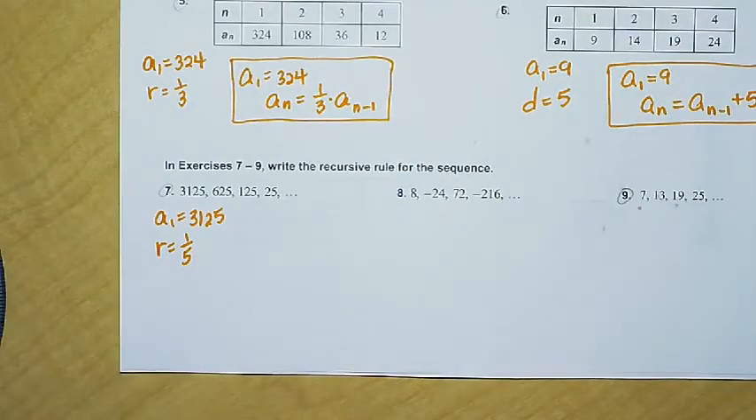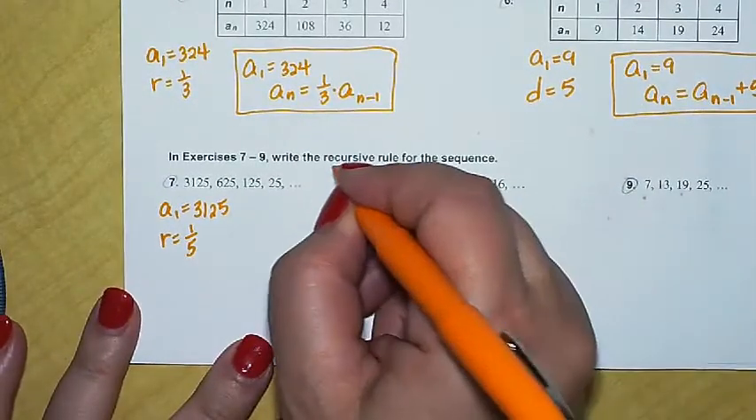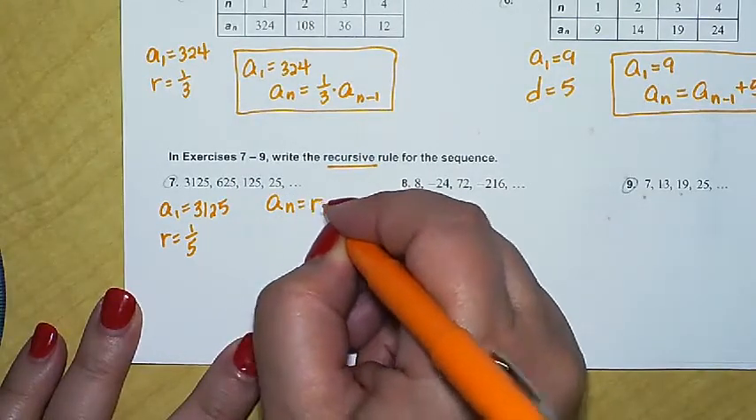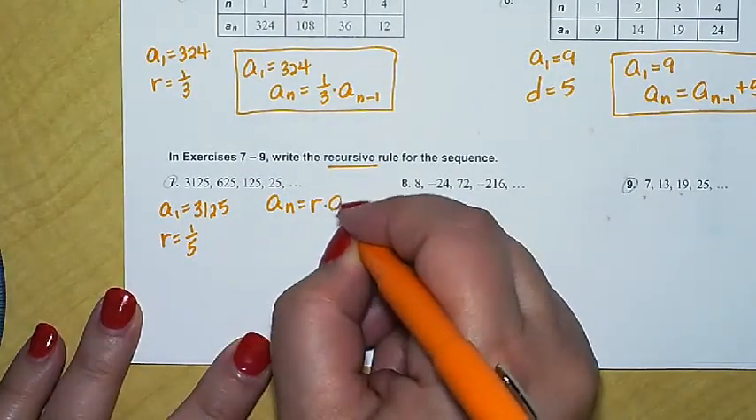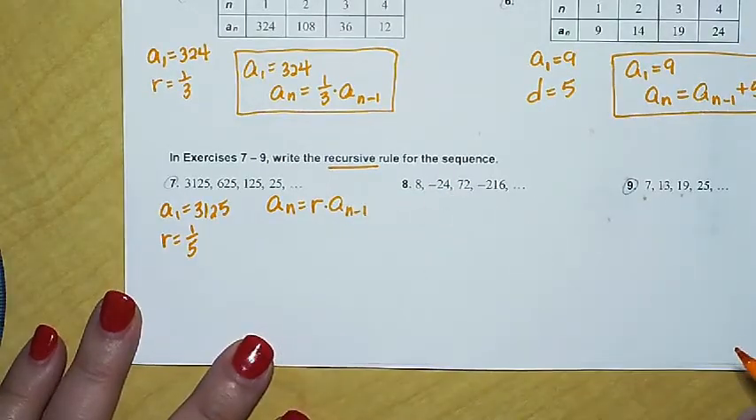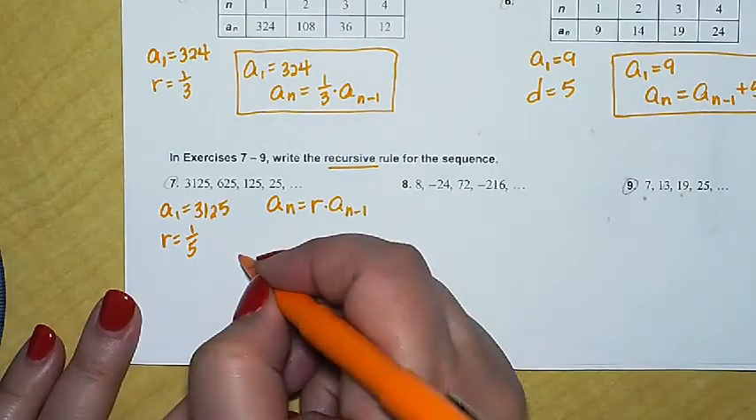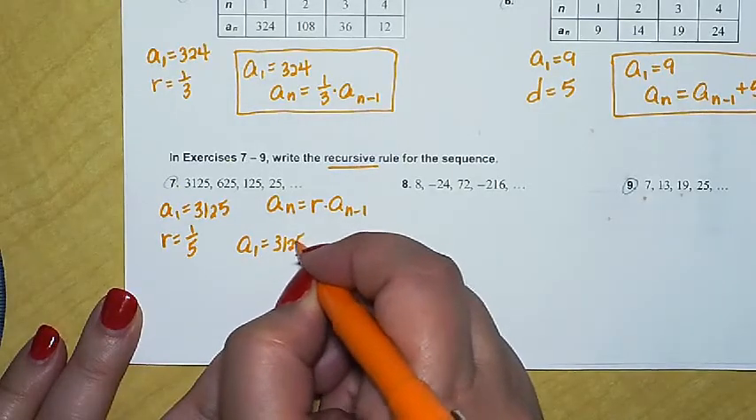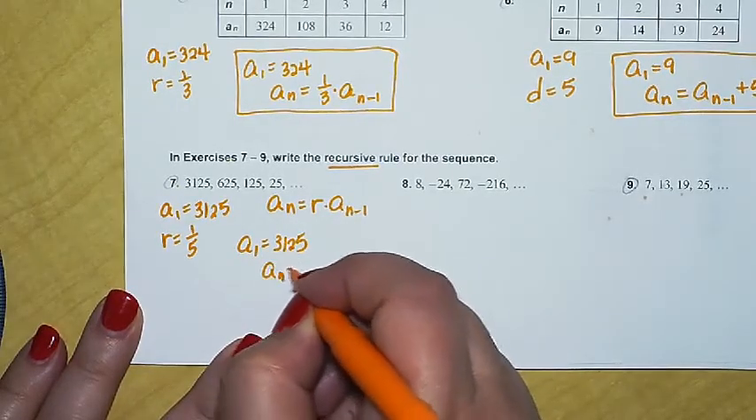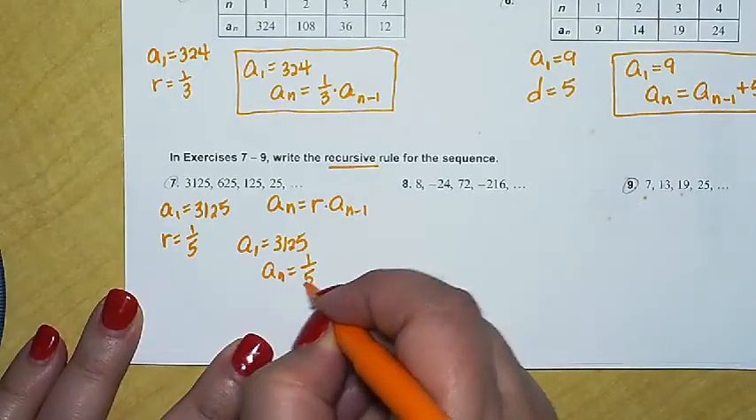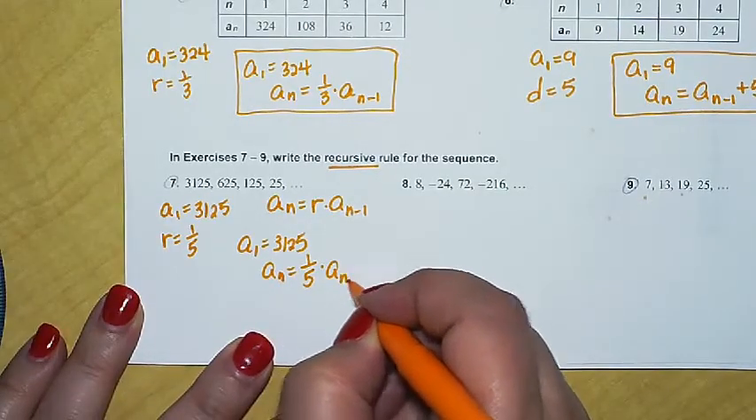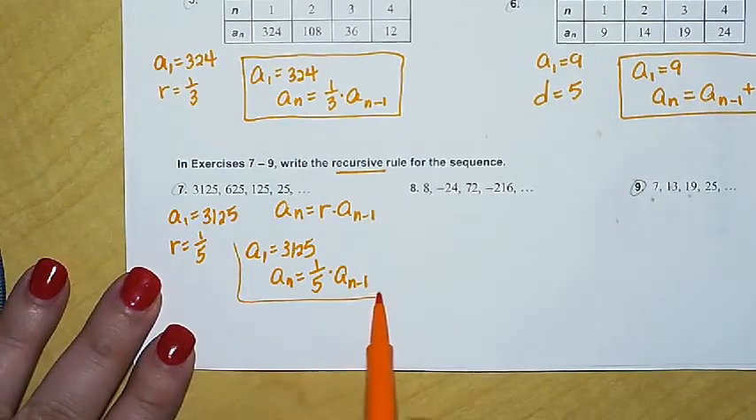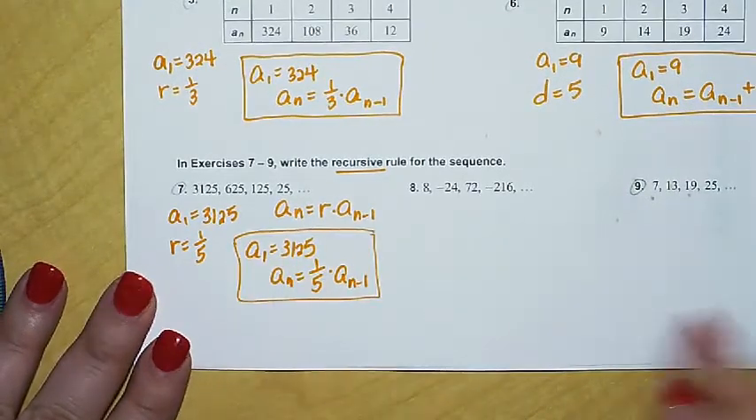And then we use the recursive, since that's what they're asking us for here, that says each new term is just our common ratio times the term right before it. So let's go ahead and write that. Our first term was 3,125, and every new term is just going to be 1/5 of the term just before it, of the previous term. Okay.